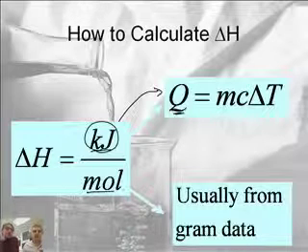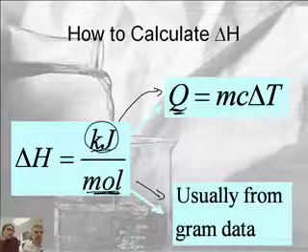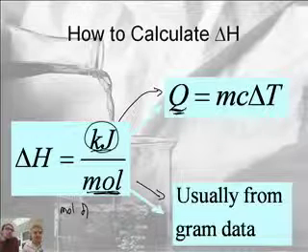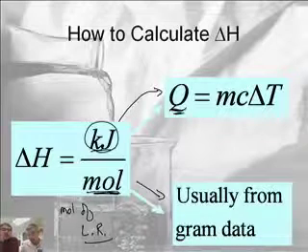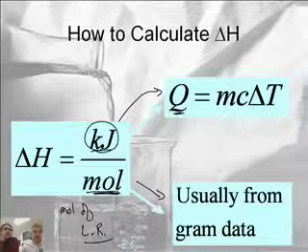And the moles is the moles of, I want you to write this down, the moles of the limiting reactant. And usually you're going to have a mass of something. If you know the mass, you can quickly convert it to moles using a conversion of grams to moles, the molar mass. Then you just take the kilojoules, divide by the moles, and you have delta H. That is exactly correct.